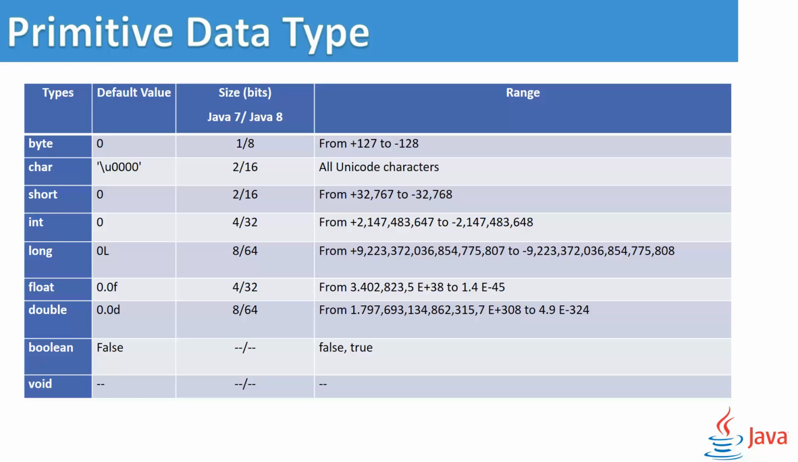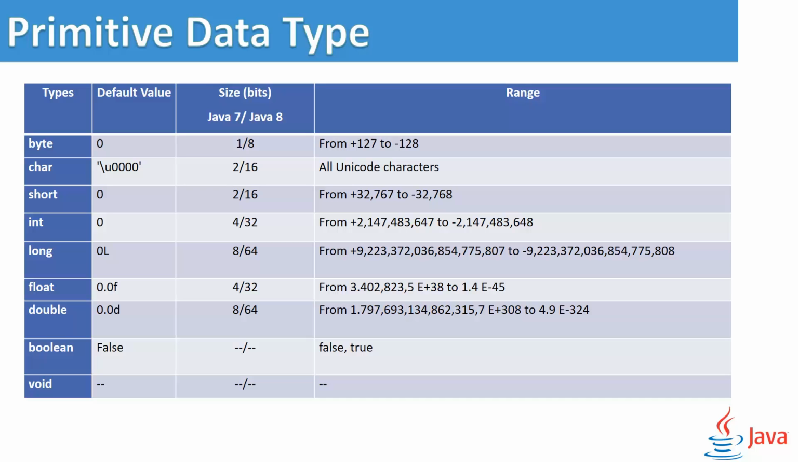So here we can see some examples of primitive data types. If you do not assign any value to a primitive data type, Java assigns a default value to it. In the second column, we can find the default values of all primitive data types. In Java 8, the size of primitive data types has been increased. You can also see a comparison between them and Java 7. And finally, the range of all data types.